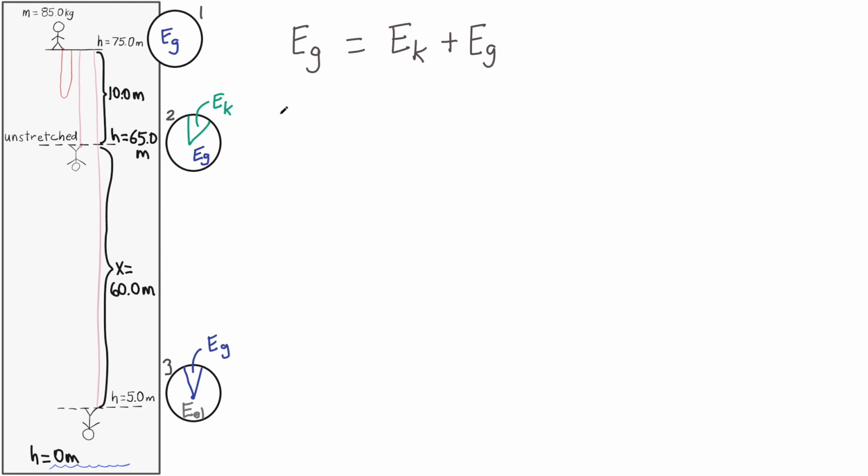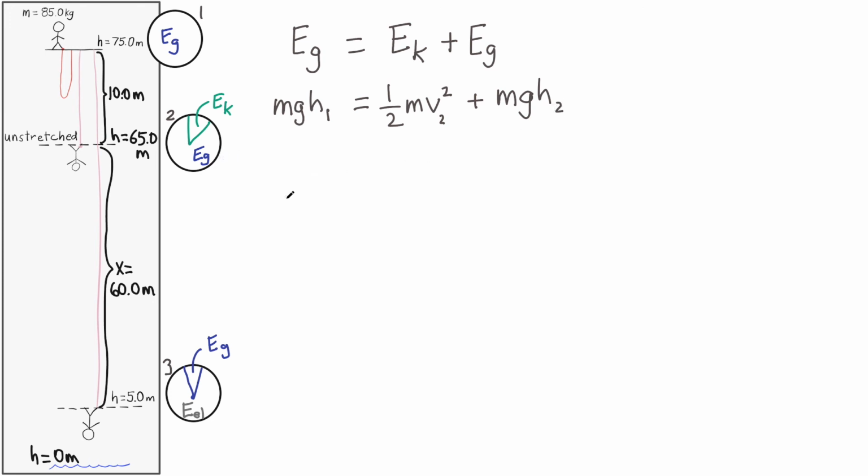The formula for gravitational potential energy is mgh, mass times g times the height of the object. I'm going to put a subscript 1 here to talk about the height at position 1. On the other side of the equation, the formula for kinetic energy is 1/2 mv squared. I'm going to put a subscript 2 here just to make sure that we're talking about the speed at position 2. And there's still quite a bit of gravitational potential energy, mgh. And I'll use subscript 2 here to denote that that's the height at position 2.